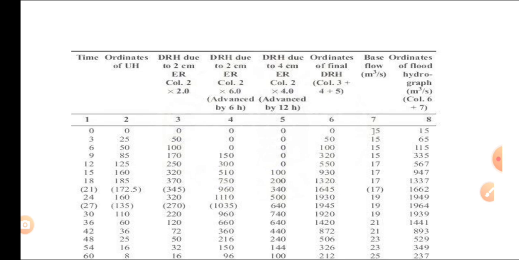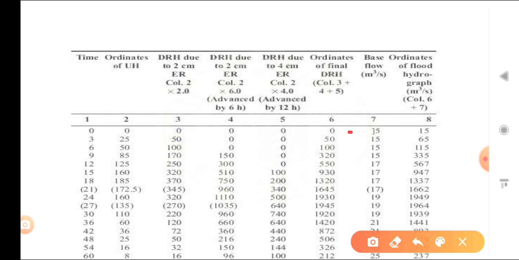Now we have to find the ordinate of the flood hydrograph. How will we convert the DRH to the flood hydrograph? Simply, we are adding the base flow. For 0 it will be 0 plus 15, which is 15.